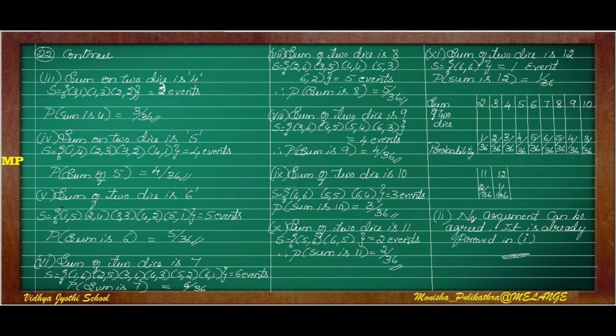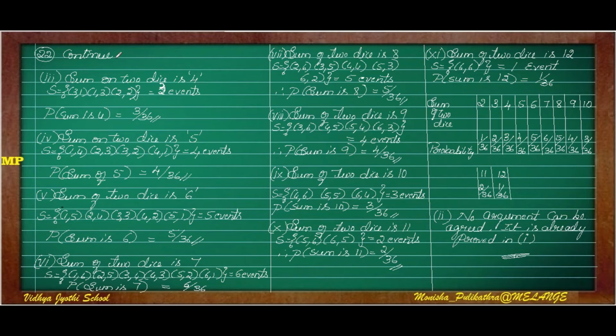Second, there is a question. There is an argument of a student of probabilities. So that argument is completely ruled out. No argument can be agreed because it is already proved in question 1 that this many possibilities are there. Only from sum of 2 to sum of 12 are entirely possible. I hope you understood this.